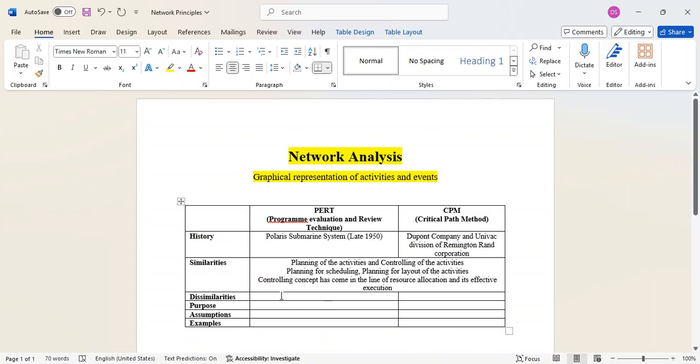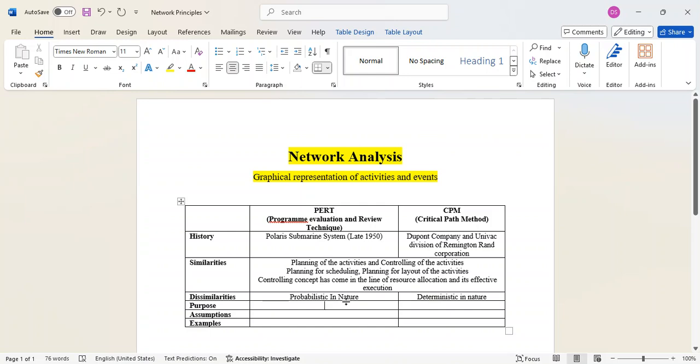Then the next question: if both are doing the same activity, where is the difference between them? The difference is that PERT is probabilistic in nature, whereas CPM is deterministic in nature. Probabilistic means the variables connected to PERT are always changing, whereas deterministic means the variables are constant, so it is easier to take decisions in CPM, not in PERT.